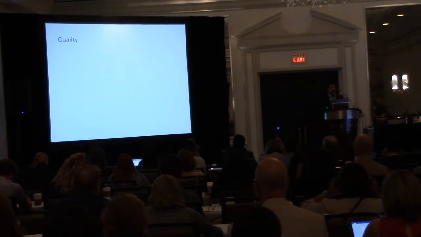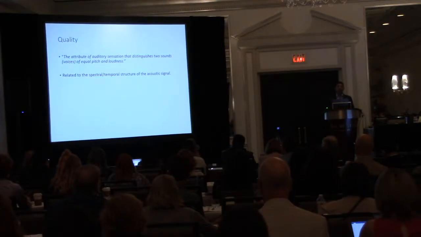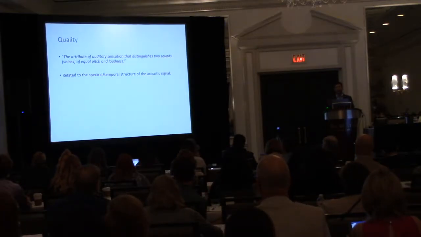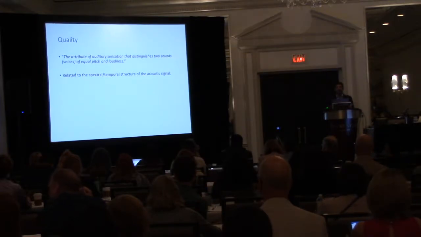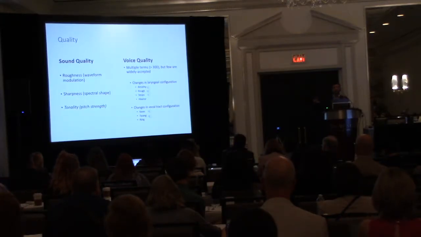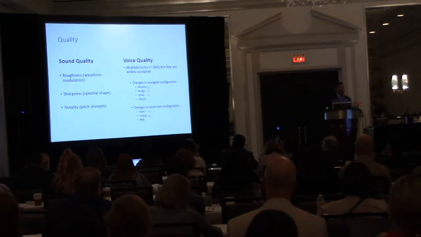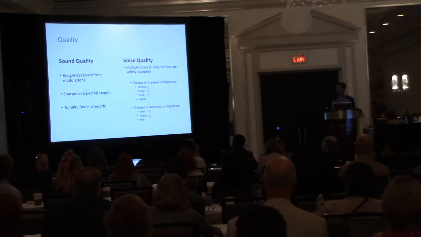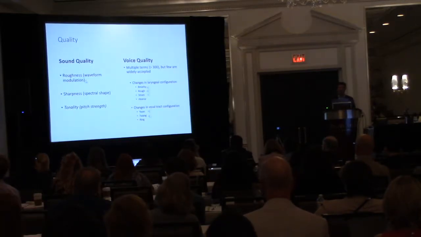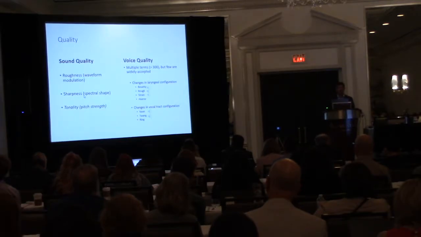The third thing is quality, and quality is essentially defined by what it is not. If two sounds are identical in pitch and loudness, then everything that separates them is quality. It's largely related to two things: how it changes over time, or how it changes in its spectrum. In the world of sound quality, there are two major components: roughness, which is largely related to temporal changes, and sharpness, which is related to the spectral shape.